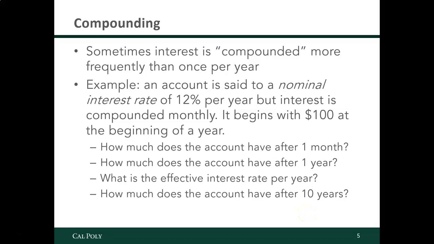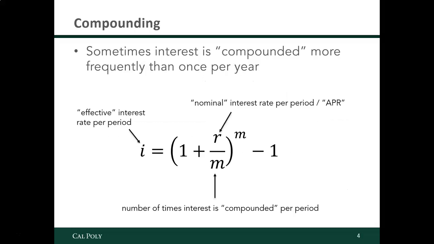So let's go ahead and give that a shot. Let's remind ourselves what the equation is. So the approach is going to be, we're going to find the effective interest rate based on the nominal interest rate of 12% and the number of times per year that it is compounded.